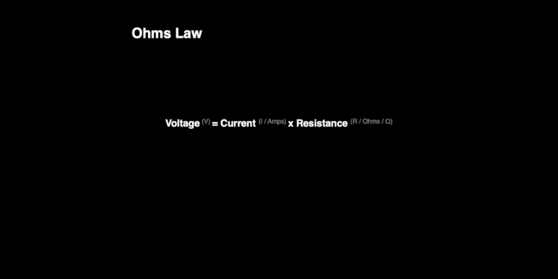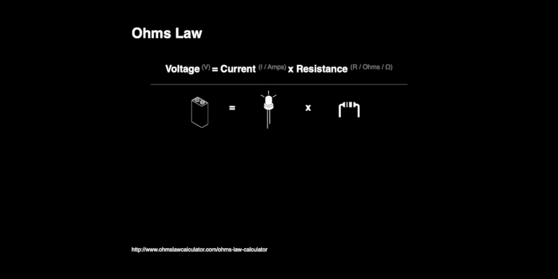Okay, so Ohm's law is kind of the only equation that really matters when it comes to circuit design and electricity. It's basically just voltage equals current times resistance. So if you wanted to get the amount of voltage, it's current times resistance. You always need at least two values here to get the third.